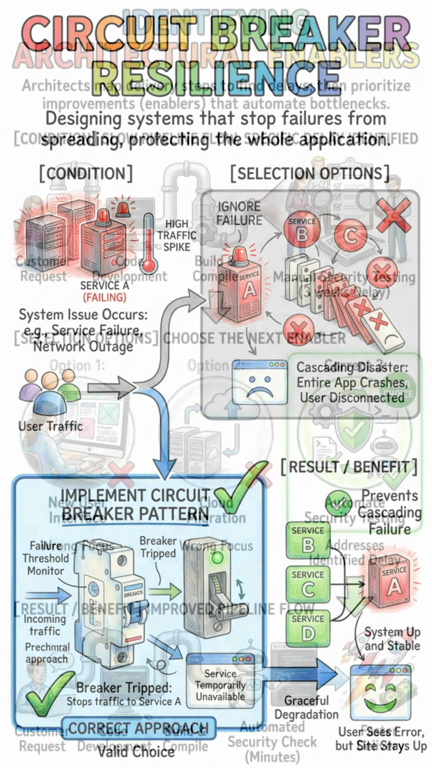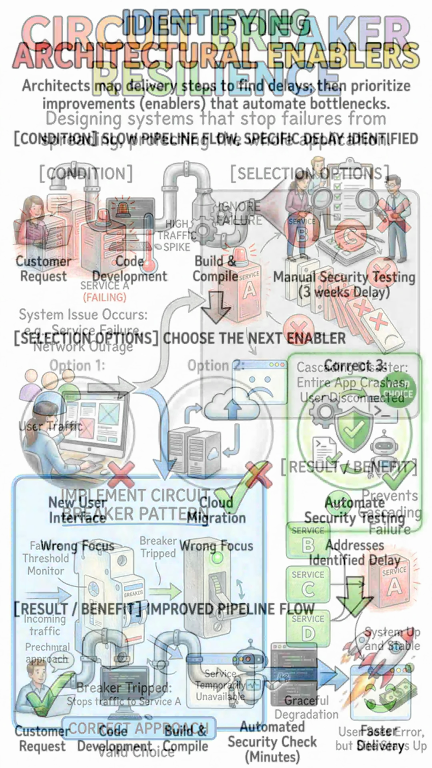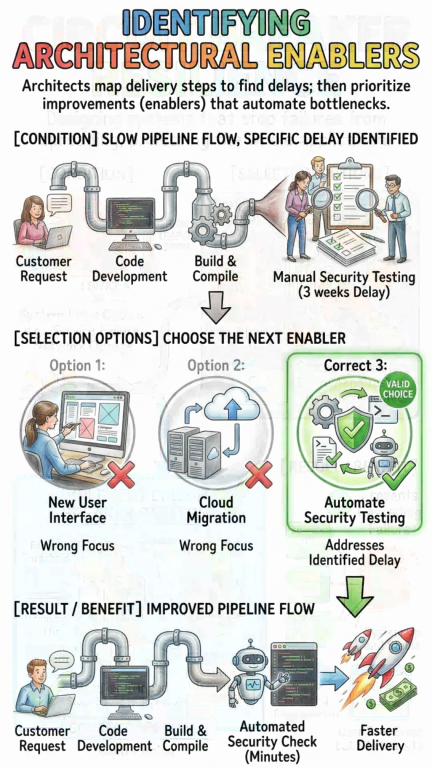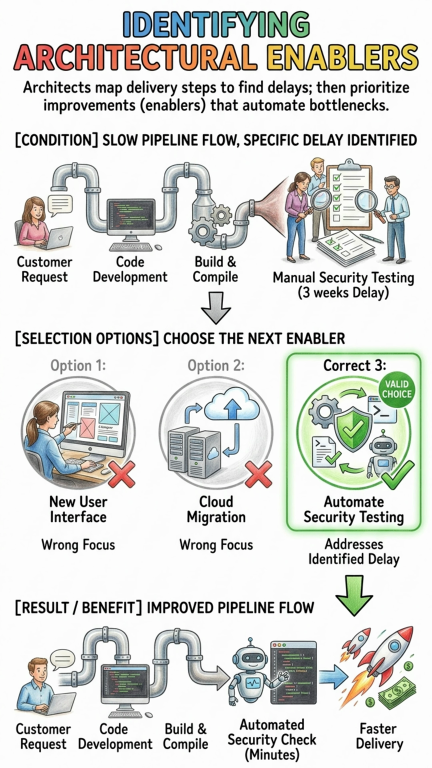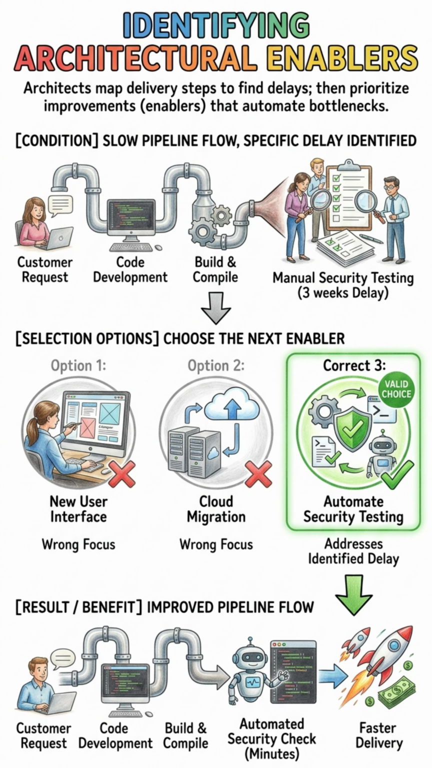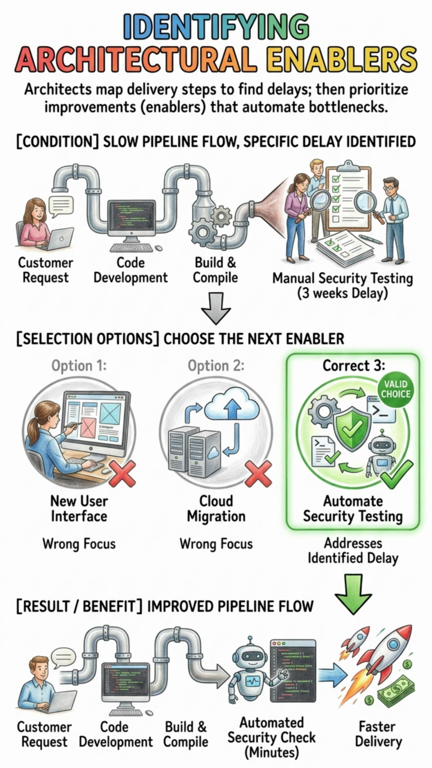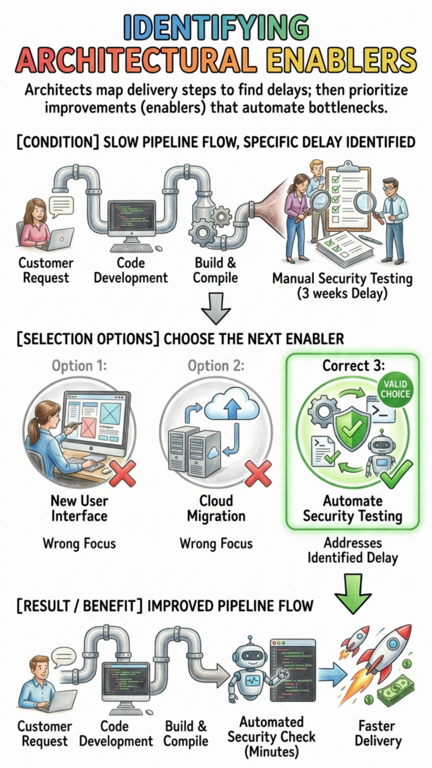To continuously improve this delivery pipeline, architects often participate in value stream mapping exercises. This process involves visualizing every single step, from a customer request all the way to the final delivery, to identify where the delays are happening. If the mapping reveals that manual security testing takes 3 weeks, your next architectural enabler should probably focus on automating that specific security check.